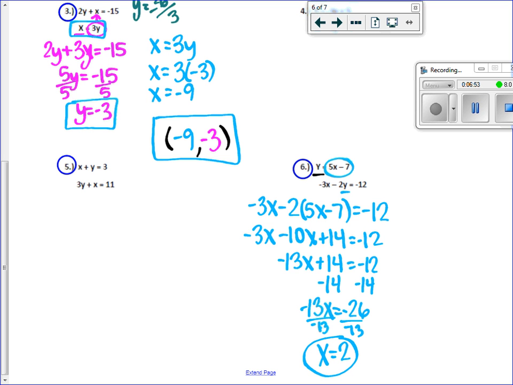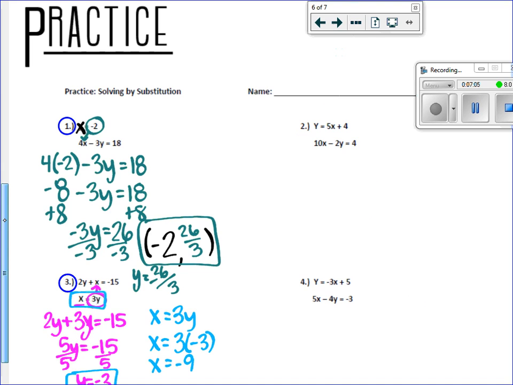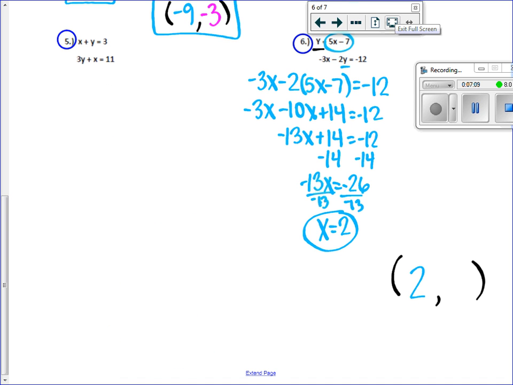Okay, remember our answer is always going to be an ordered pair. So we just got our x value of that ordered pair. Our x value is 2. Now to get the y value, we're going to take what we just got for x and use it in one of our 2 equations to solve for y.